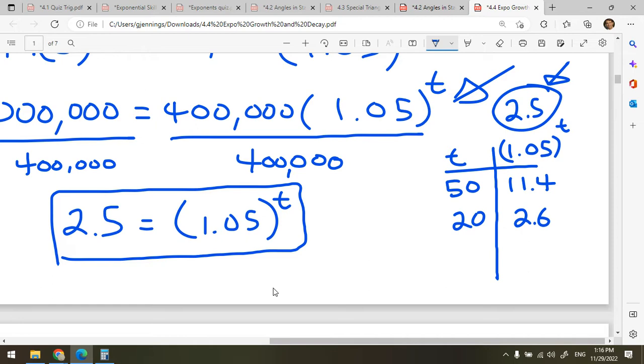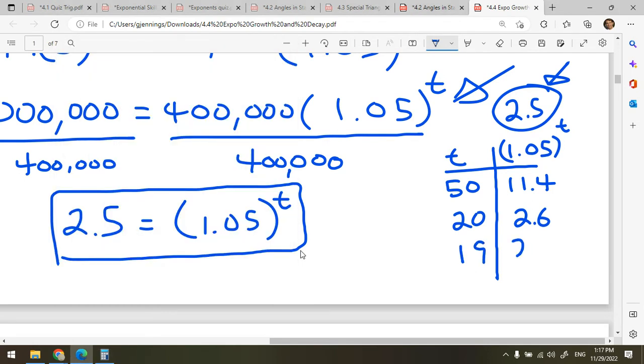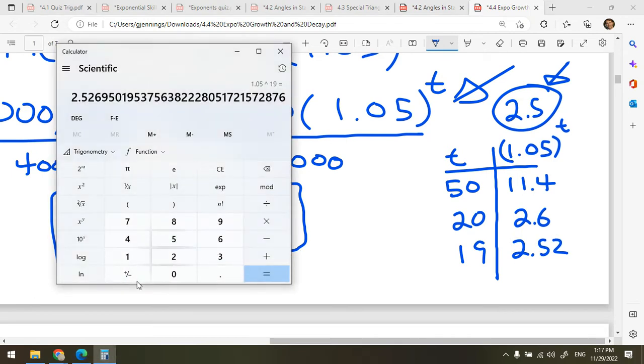2.6 is still bigger than 2.5. Let's try 19. 1.05 raised to the power 19 equals 2.52. Okay, that's pretty darn close. 19, 2.52. If we want to refine our guess, we might try something a little smaller than 19. Let's try 18.7. It's a little smaller.